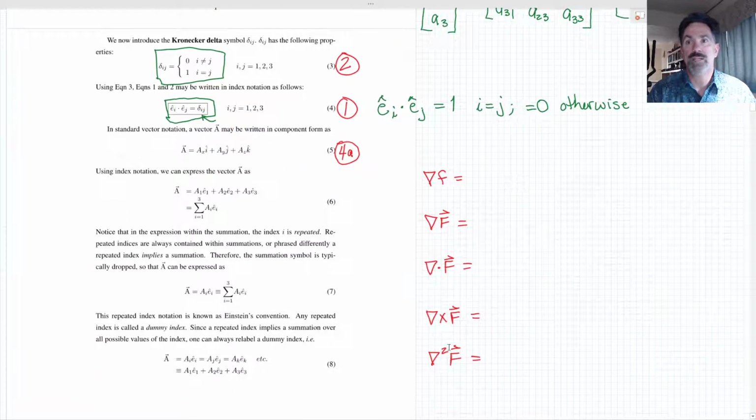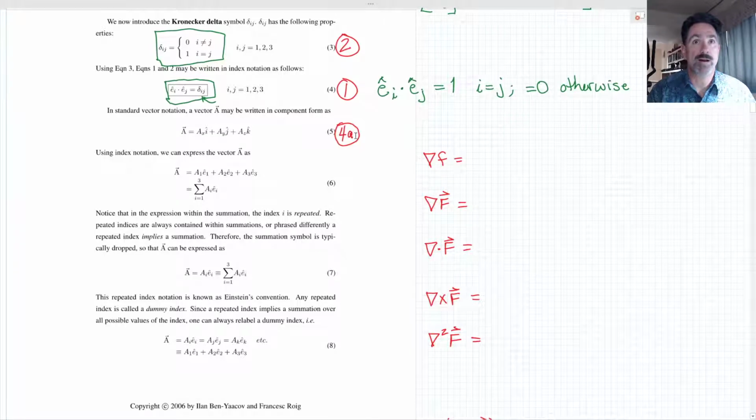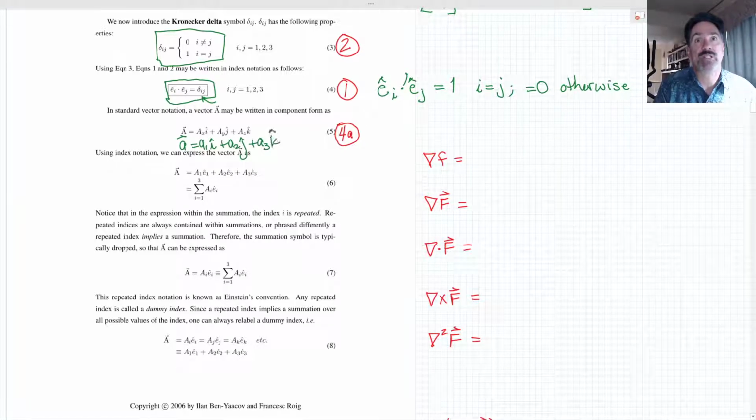Forget about these over here. These are examples which I'm going to run through once we finish. But right now, I just want to continue walking through my numbered list here to make sure I don't forget anything. This piece here is the same as what we've been writing. This is a vector, which is A1 i hat plus A2 j hat plus A3 k hat. That's how you're used to seeing that.